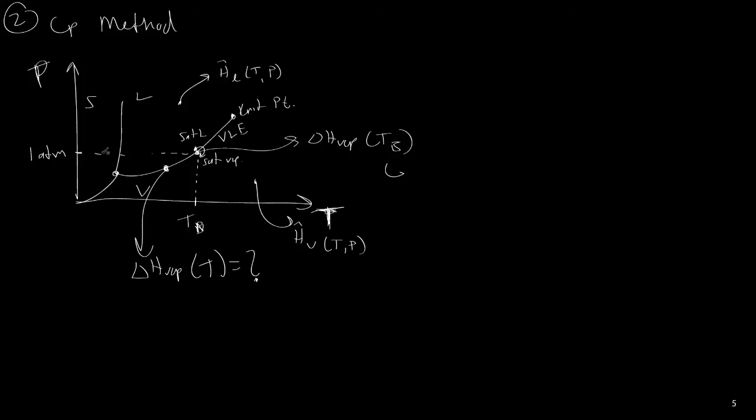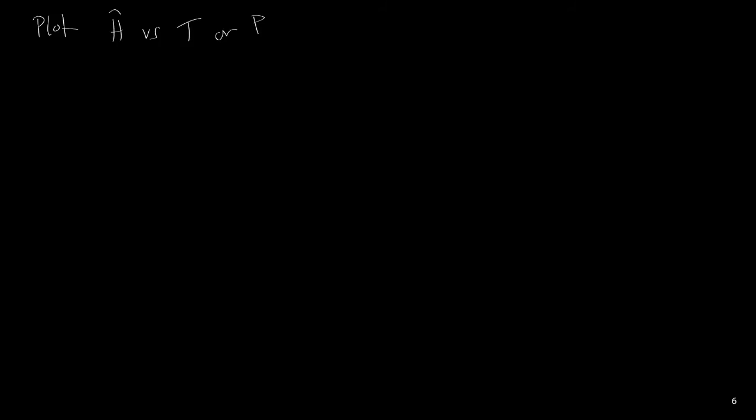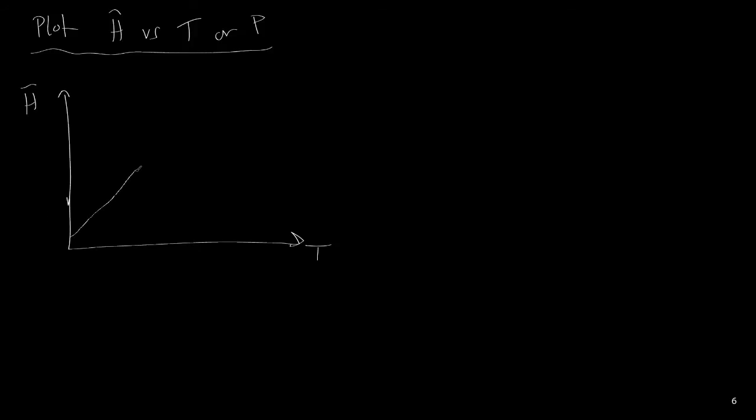So what we want to do is to look at the enthalpy as a function of pressure and a function of temperature to illustrate the heat of vaporization and why it's non-trivial to calculate potentially. If we are to plot the specific enthalpy as a function of the temperature, as we increase the temperature, we are going to be increasing the specific enthalpy until we reach the boiling point.